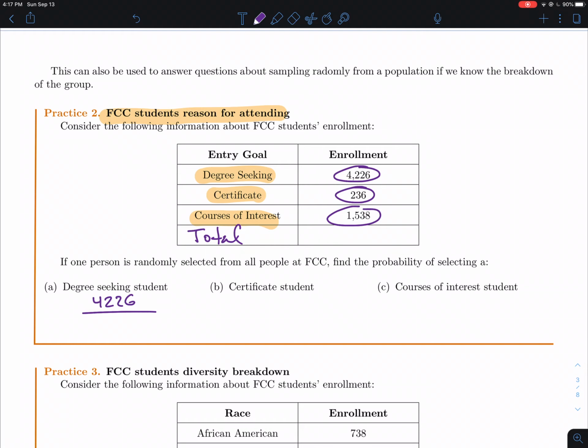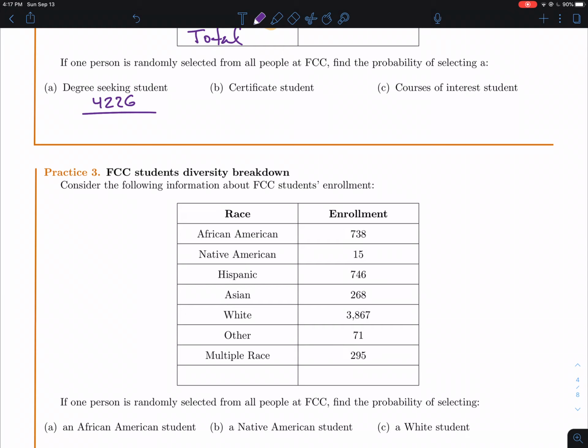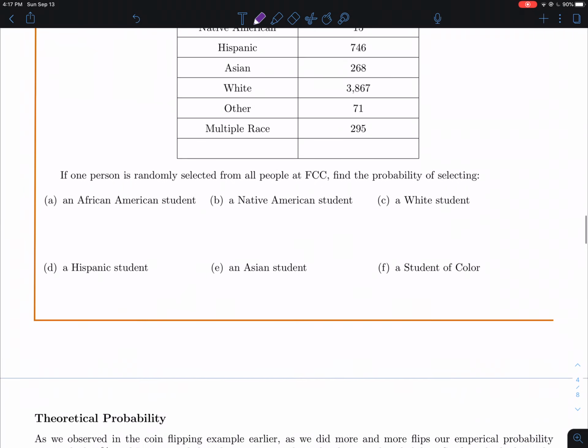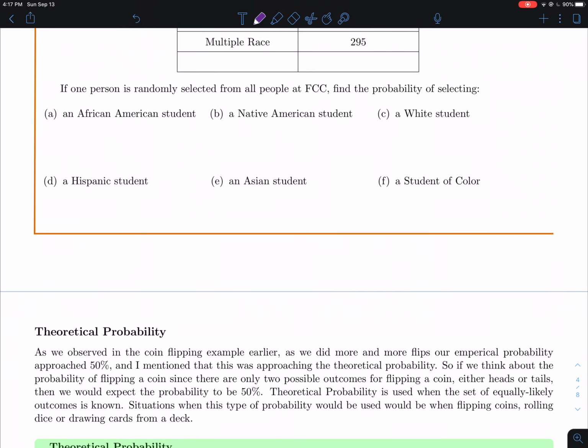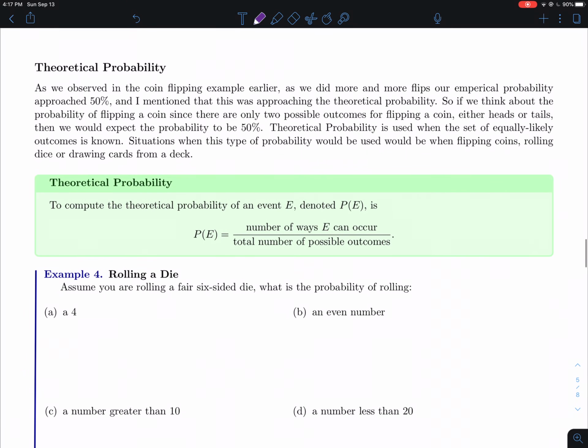So go ahead and work on practice 2. Practice 3, again, is the same kind of idea. Again, this is enrollment data from FCC of students broken down by diversity. So if you want to go through and work on those on your own, pause the video, and then when you're done, come on back, and then we'll talk about what theoretical probability is.